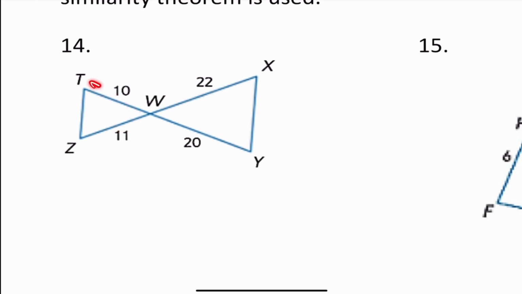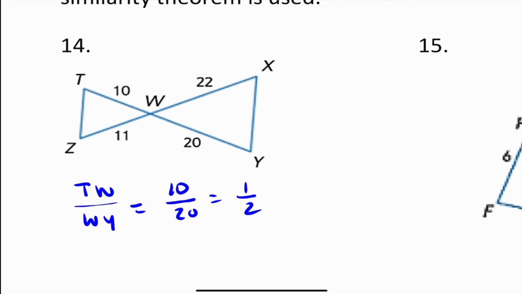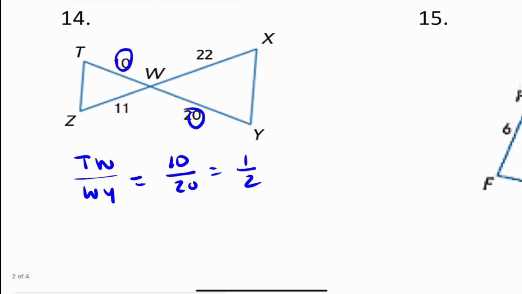Suppose that TV corresponds with WY. Let's try that. So TW over WY equals 10 to 20. So that's 1/2. Great. And then we're going to try 11 to 22. Do not say 22 over 11, because since I use 10 to be my numerator and it's part of this triangle, you have to be fair and say, okay, well, 11 should also be the numerator. And then you're going to put 22 in the denominator.